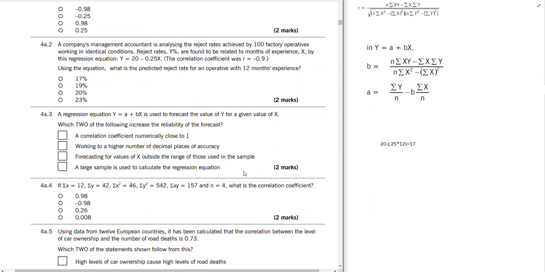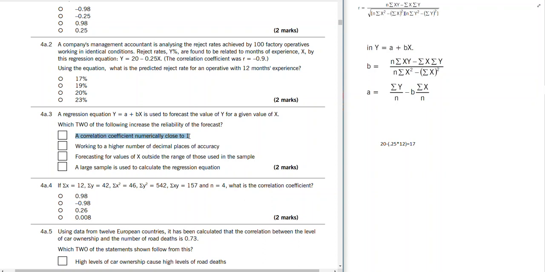Which two of the following increase the reliability of a forecast? Remember, the thing about forecast reliability is that it relates to the future, and the future is not reliable. But there are some factors which will make the forecast more or less reliable. So they are asking which of these factors will make the forecast more reliable. A regression equation Y equals A plus BX is used to forecast the value of Y for a given value of X.